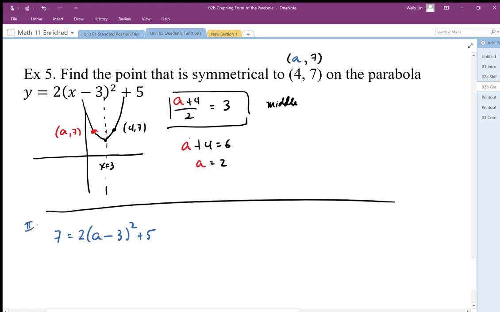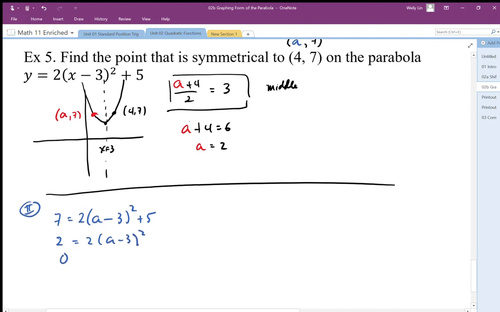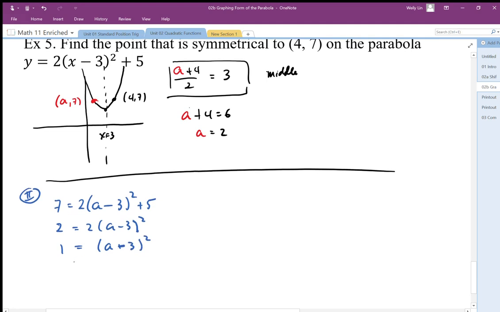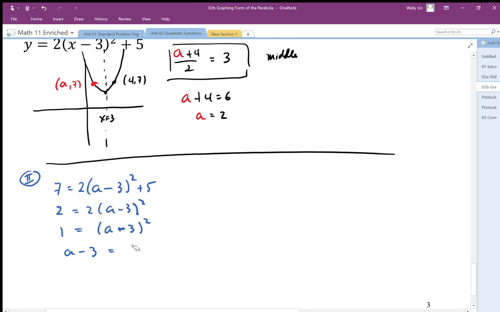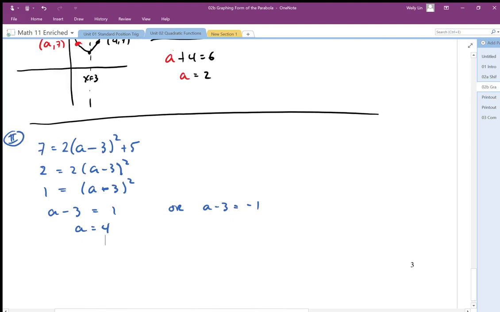So this is method 2, and I could solve this. I get 2 is equal to 2(a minus 3) squared, this is going to be equal to 0. Equal to 1. Divide by 2, and I get (a minus 3) squared equals 1. Well, a minus 3 can equal plus or minus 1. I'm going to write this as two separate equations: a minus 3 equals 1, or a minus 3 equals negative 1. A is equal to 4, which I already knew because that was given to me at the beginning. But the other a that I'm solving for, a equals 2. That's the one I'm looking for.